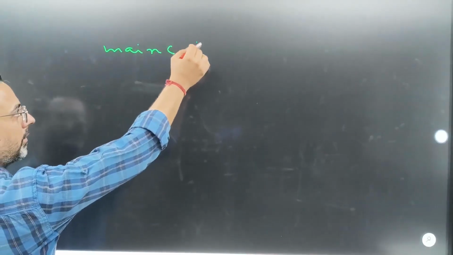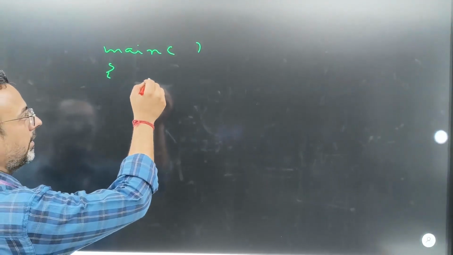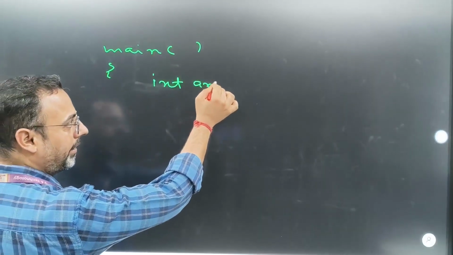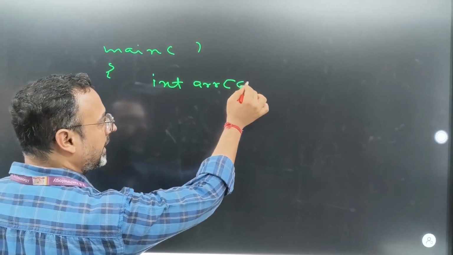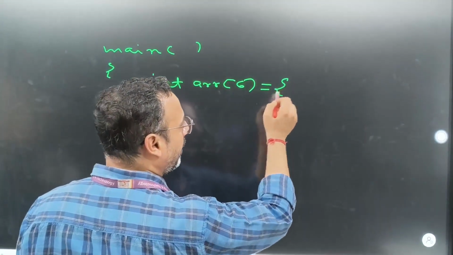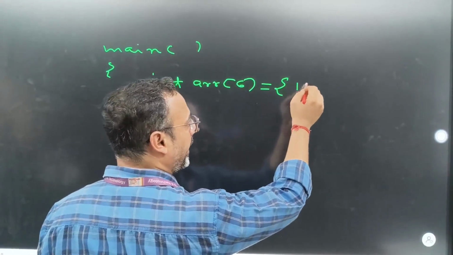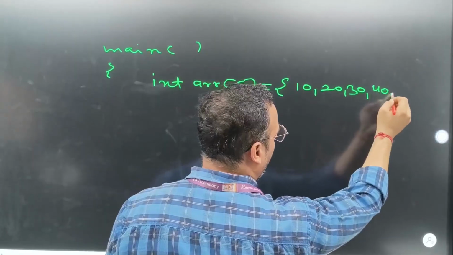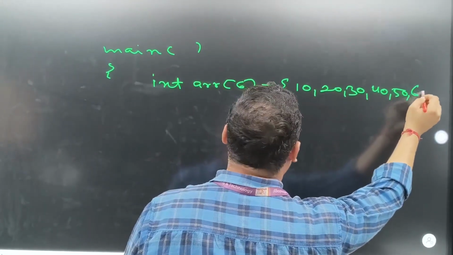So the first one is in the main function. You just write here, the first one is an int array of size 6, or however many elements we want in the array. In this array we have some elements like 10, 20, 30, 40, 50, 60.